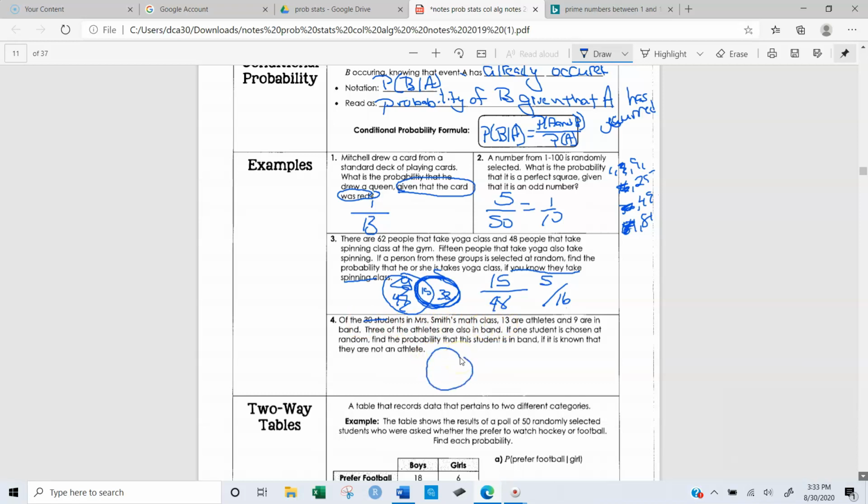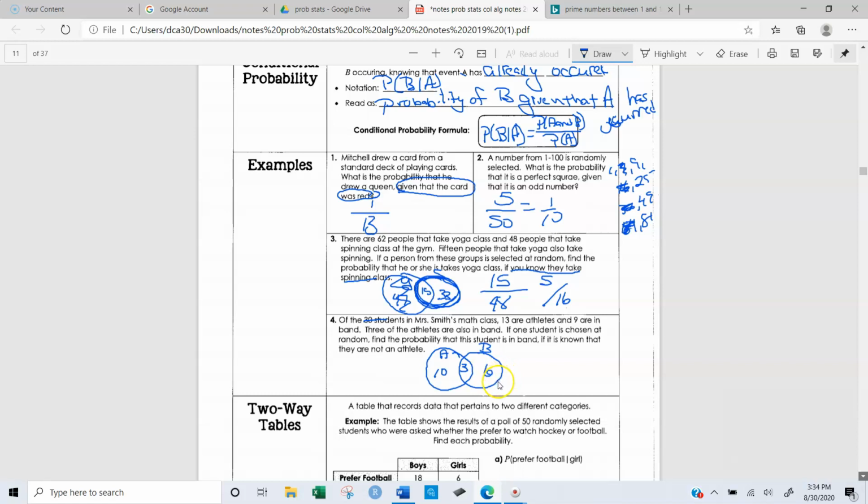So here we go. We have athletes. 9 are in band. Okay, so we have band kids, 9 of them are there. 3 of the athletes are also in band, so I have 3 that overlap here. So I have 3 athletes in band, so that means I have 10 that are not in band. And of my 9 band kids, I have 3 that are athletes, so 6 of them are not athletes.